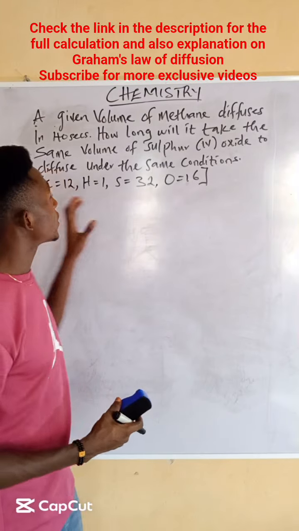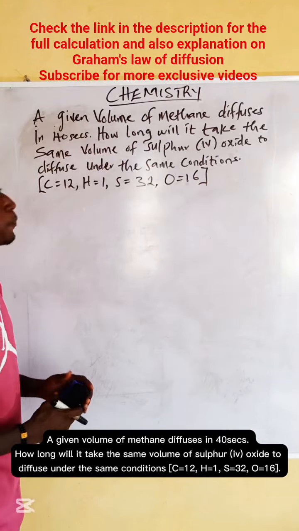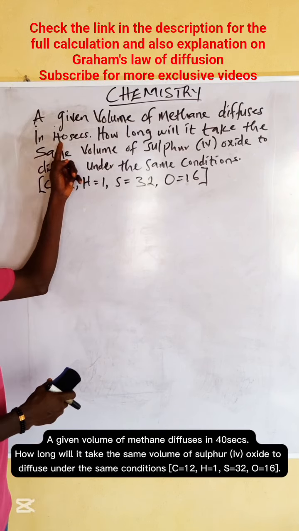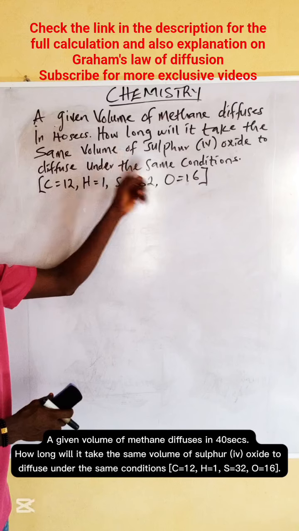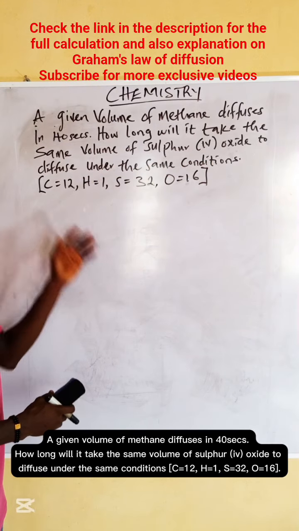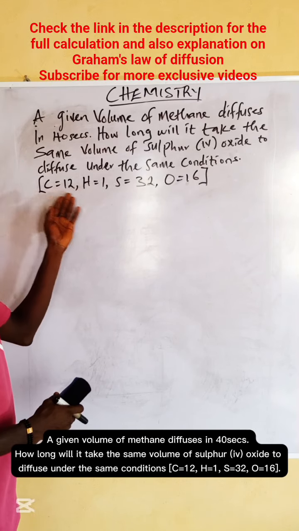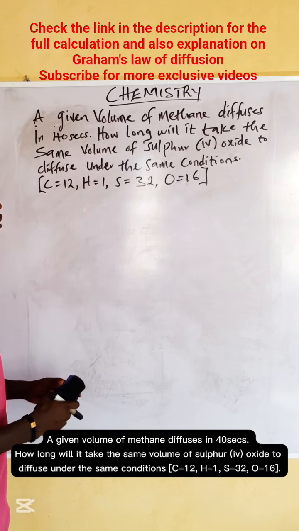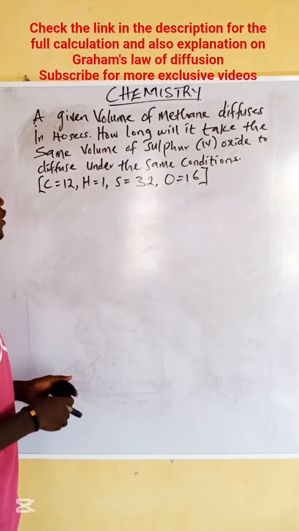Viewers, let's look at this question. The question says a given volume of methane diffuses in 40 seconds. How long will it take the same volume of sulfur 4 oxide to diffuse under the same conditions? You have been provided with the relative molecular mass of each, the relative atomic mass of each of the compounds, the methane and sulfur 4 oxide.